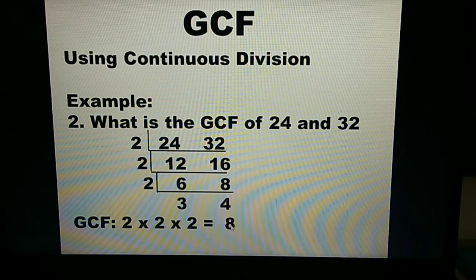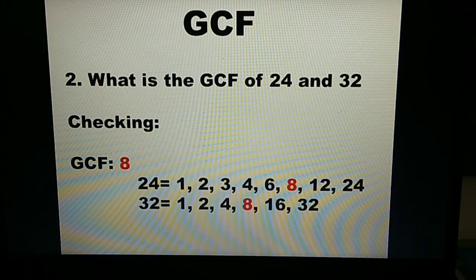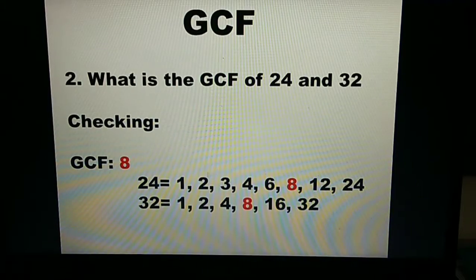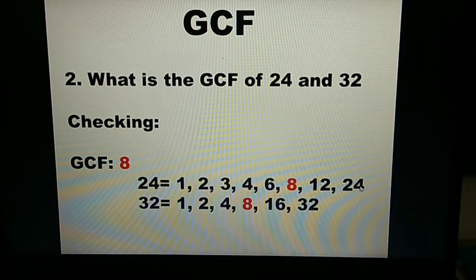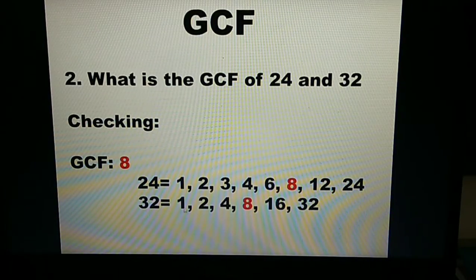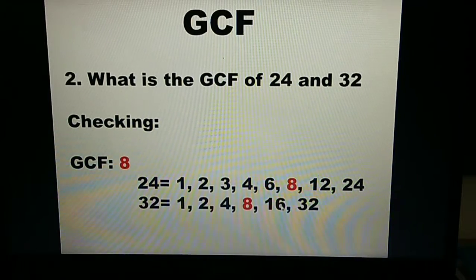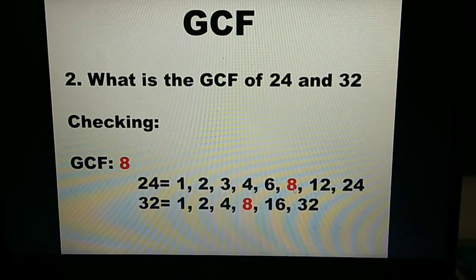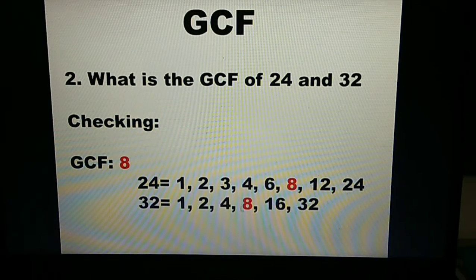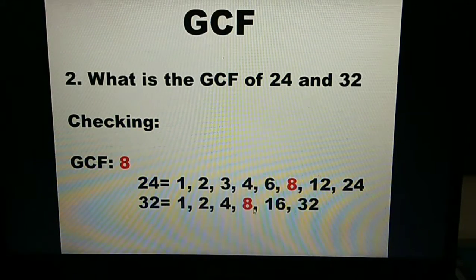Okay, let's see the checking. The GCF of 24 and 32, again, we are going to list all the factors of 24 and list all the factors of 32. So what are the factors of 24? We have 1, 2, 3, 4, 6, 8, 12, and 24. And all factors of 32, we have 1, 2, 4, 8, 16, and 32. Okay. The greatest common factor of 24 and 32 is the number 8. This one. Meaning our answer is correct.